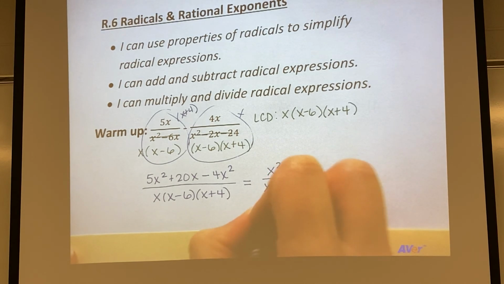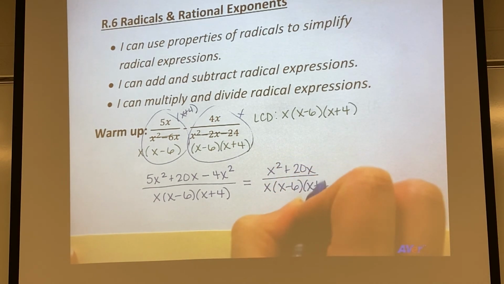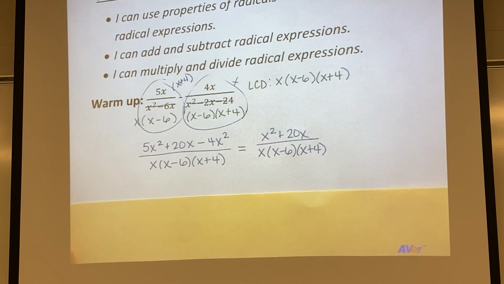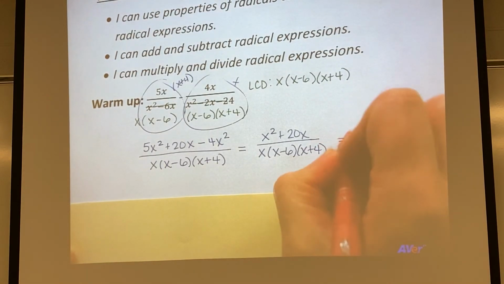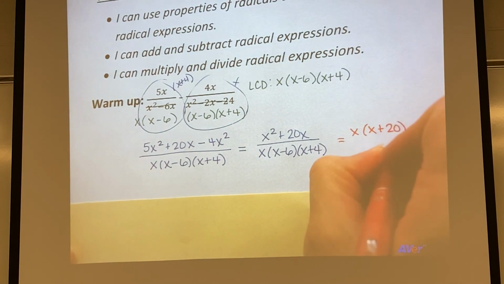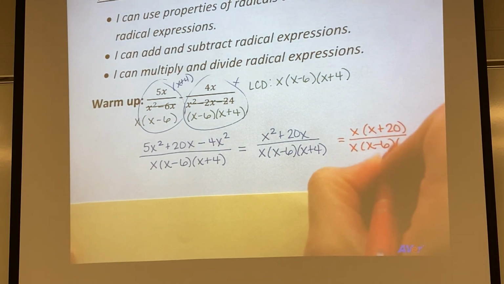After we simplify our numerator, we want to see if there's anything that we can factor. And in this case, there is. Both of our terms have an x, so we can take that out. We have x times x plus 20 over x times x minus 6, x plus 4.